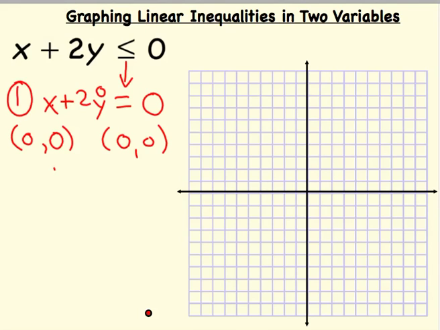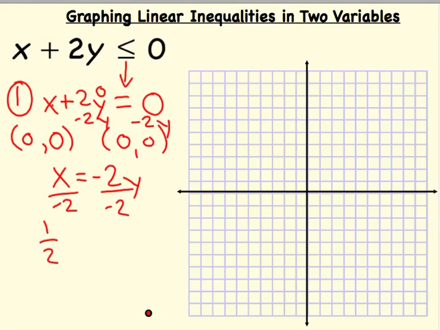So what I need to do is this. I need to move the 2y to the other side. So if that ever happens, you just move the 2y, or whatever the y is, to the other side. And then I'm going to have to divide by -2. Because you need to figure out what the slope is. So you need to get y by itself. And we have an x here.